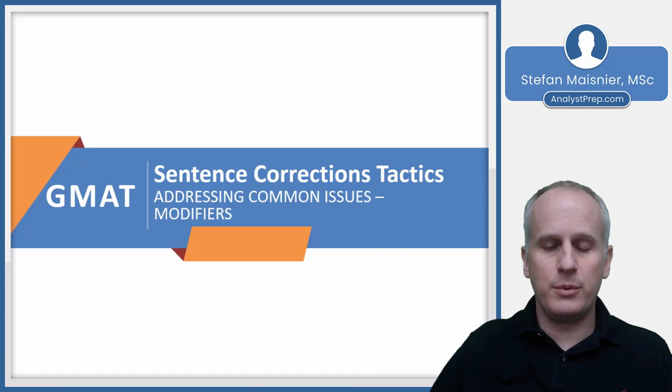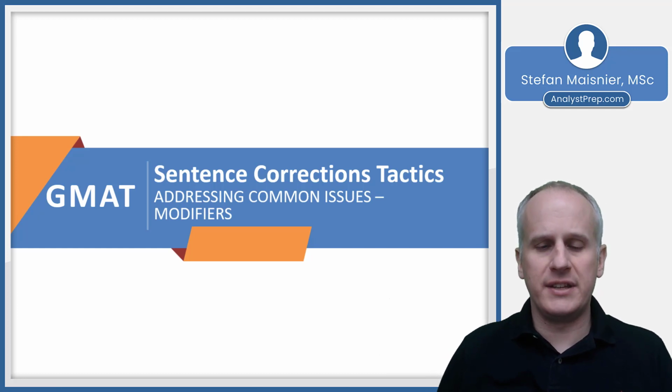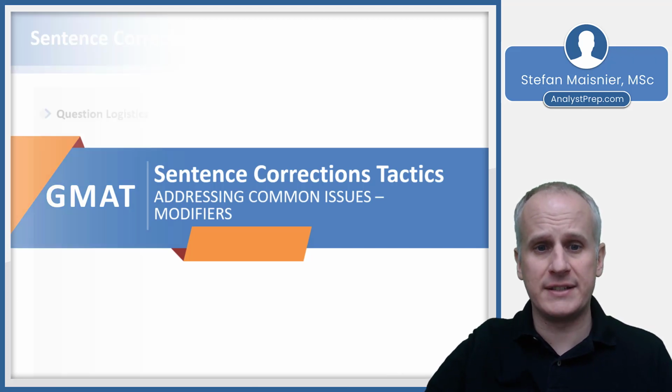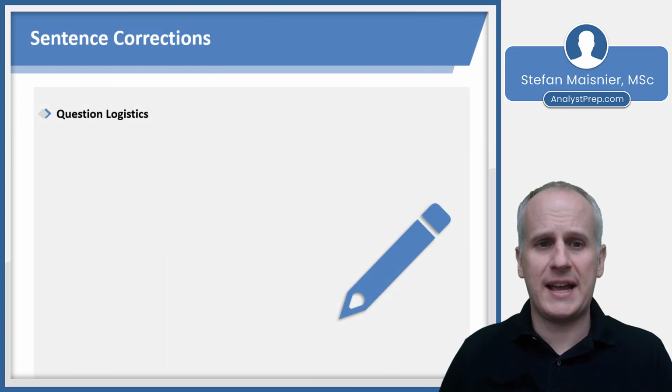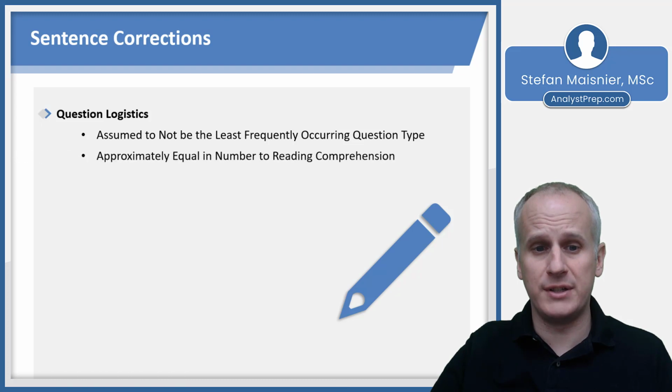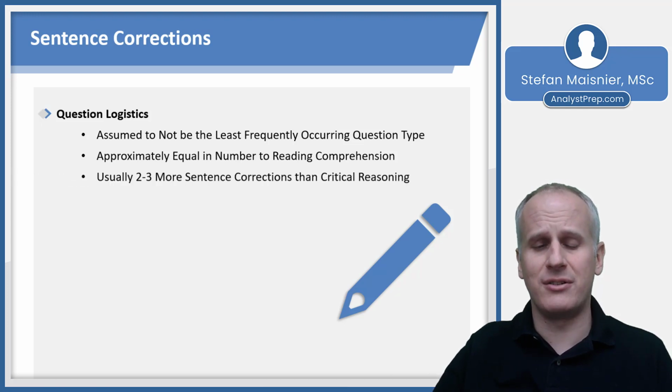In this lesson, we'll discuss another of the common issues you'll encounter in evaluating sentence corrections on the GMAT, and that is modifying phrases. So let's start by just recapping the question logistics for sentence corrections on the GMAT. So these, of course, are assumed to not be the least frequently occurring question type. That's generally critical reasoning. You're going to have approximately the same number of sentence corrections, though, as you do reading comprehension questions in the verbal section. And as I said, generally 2 to 3 more sentence corrections than critical reasonings.